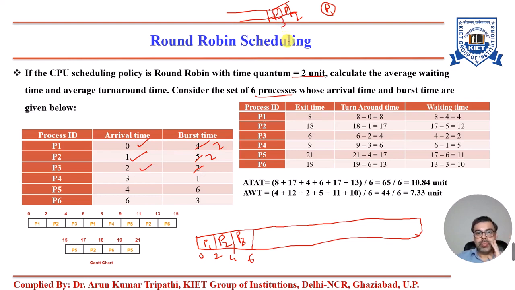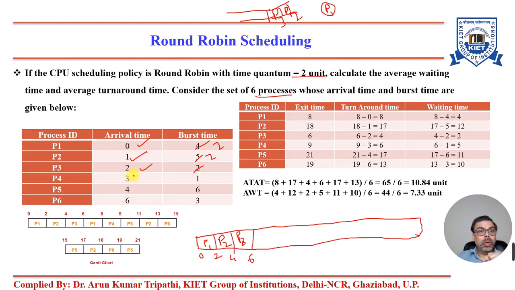Now, as 2 milliseconds are over, P1 has not completed its execution. It still requires the processor. So it will be inserted at the back of the ready queue as we have already discussed.